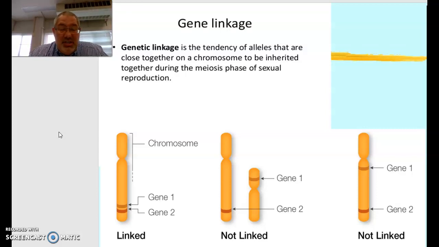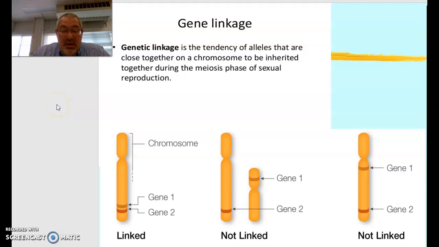So if 2 genes or alleles, 2 different ones, are on the same chromosome and they're closely located on that chromosome, they are called linked. And it's possible then for them to be inherited together. That does not support independent assortment. So independent assortment would not be valid in some cases due to gene linkage.